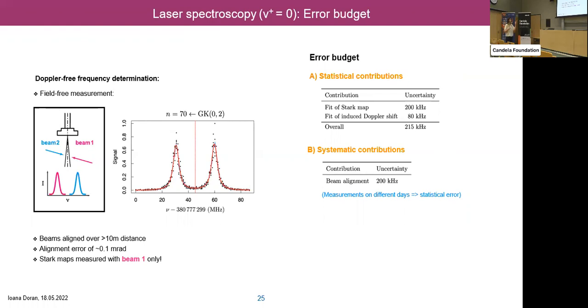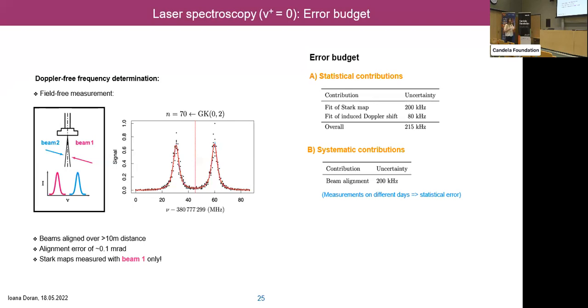So now we can take a look at the error budget. In terms of statistical contributions, we have the fit of the Stark map, which I explained before, and then the uncertainty from the fit of the induced Doppler shift. This in total amounts to around 215 kilohertz. Then in terms of systematic contributions, a first effect would be the beam alignment, so how well we can perform this procedure. We estimate this to be around 200 kilohertz. However, if we perform the measurements on different days, this will then probably transfer into a statistical error.